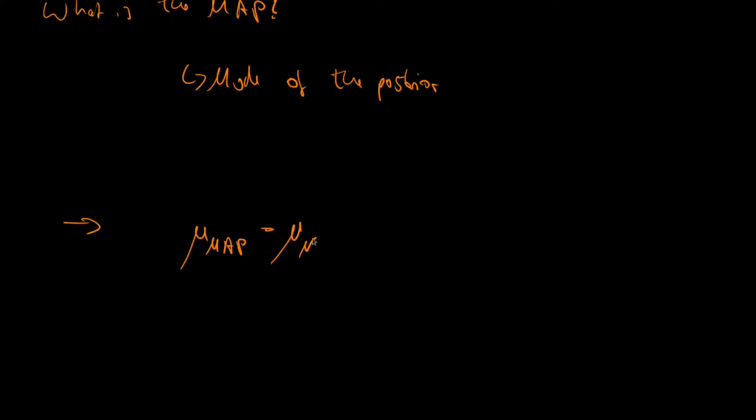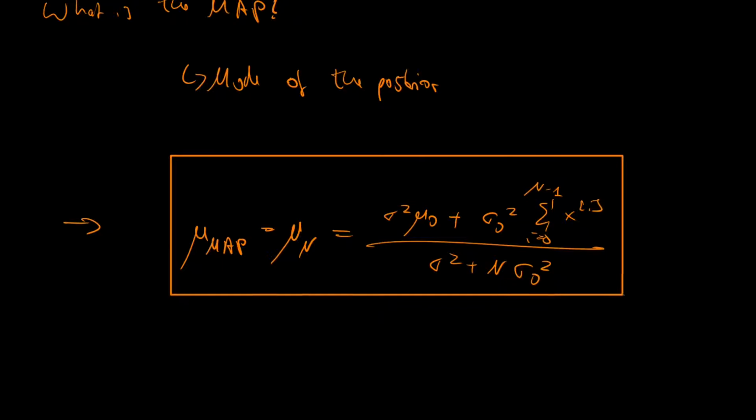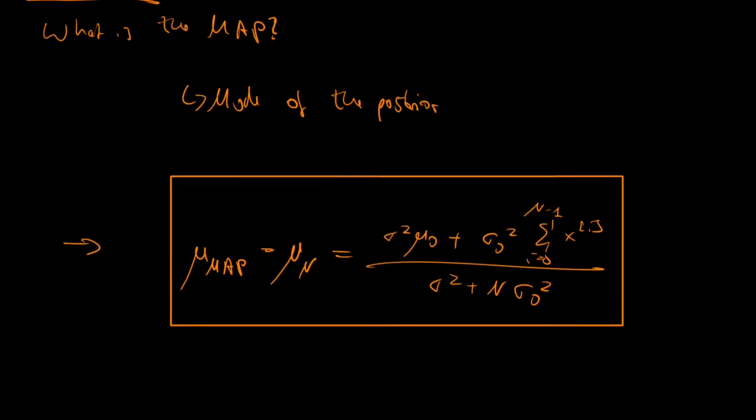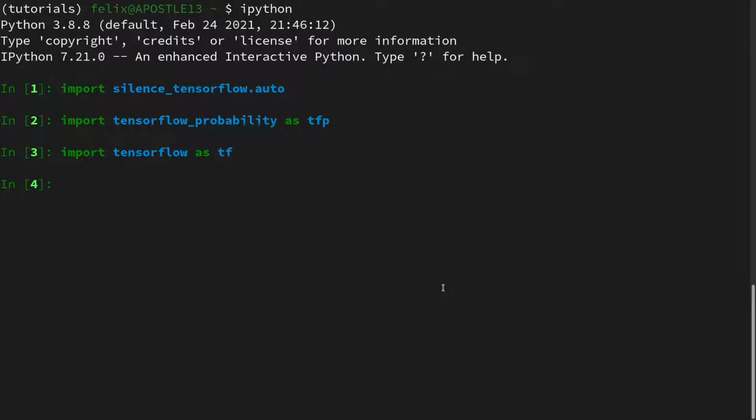So the mean of the posterior distribution over mu, and this was given by sigma squared mu 0 plus sigma 0 squared times the summation from i equals 0 to capital N minus 1 over x_i, divided by sigma squared plus n sigma 0 squared. And with this, we also found the maximum a posteriori estimate, and you could make the same argument with the weighted average as we did here for the mu. Finally, let us look at an example with TensorFlow Probability.